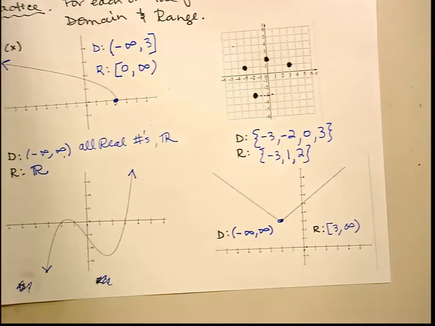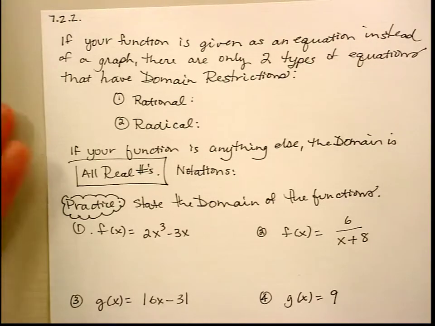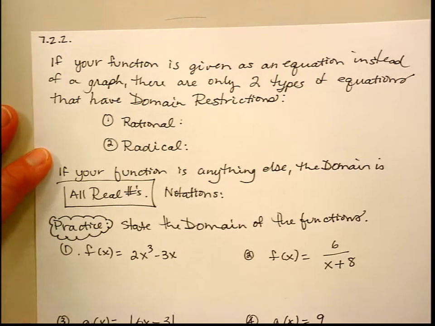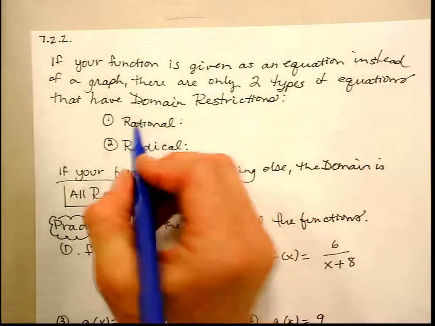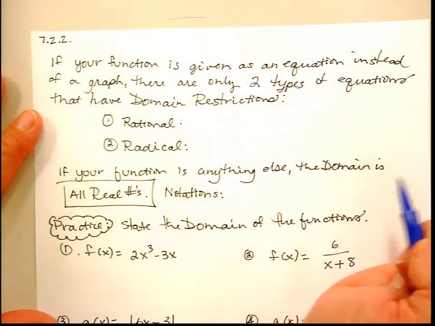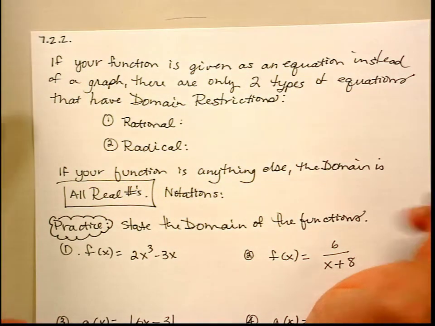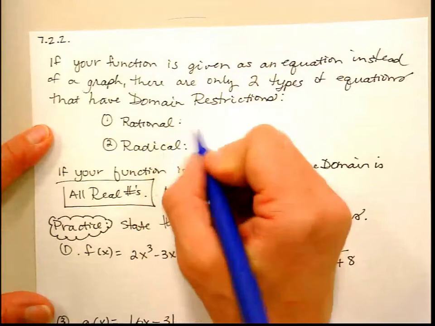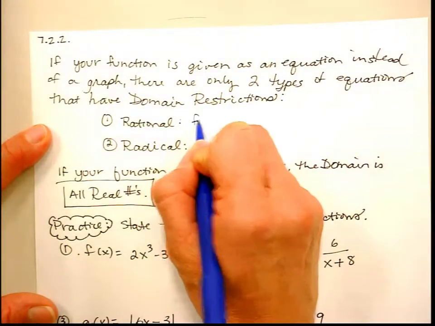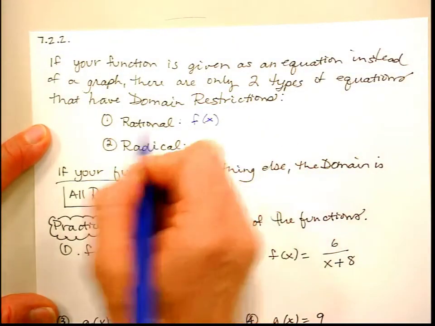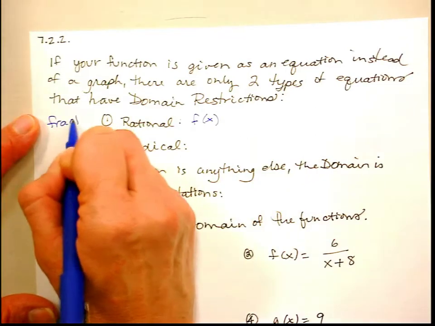So let's go ahead and look at what happens when our function is given as an equation instead of a graph. Okay, so there are only 2 types of equations that have domain restrictions. That's pretty important, because if you don't have one of these 2 types, your domain is all real numbers. So the 2 types are rational functions. So rational function, what we mean by that, right? Rational is just the fancy math word for fraction.